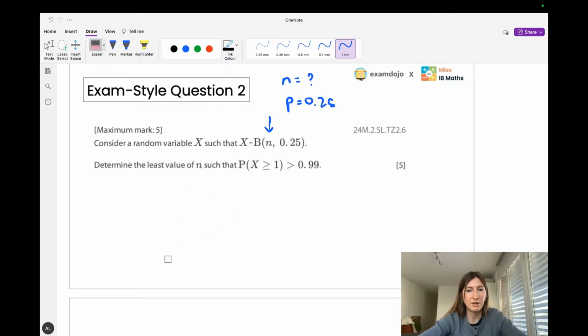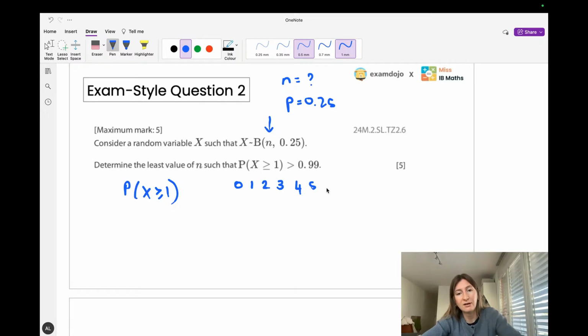What can we figure out from this situation? Let's think about the probability that x is more than or equal to 1 for a little bit. In our discrete case, we have 0, 1, 2, 3, 4, 5, going up until n, whatever n is. It could go up for ages. We don't know how that's going to end, but we do know it's going to start with 0, and then 1 and then 2, because we're discrete. So if x is more than or equal to 1, that means x is all of those numbers. The only number that's not included is 0.